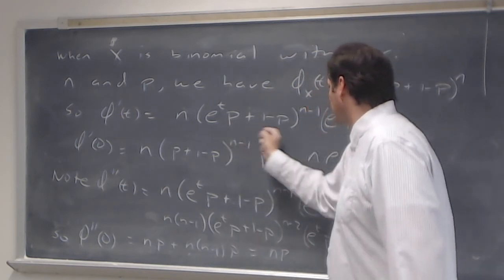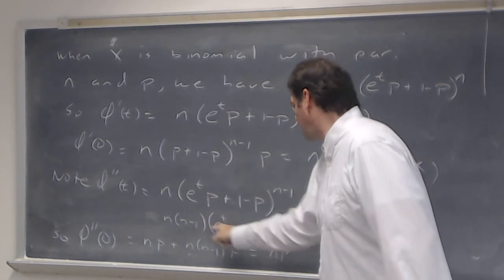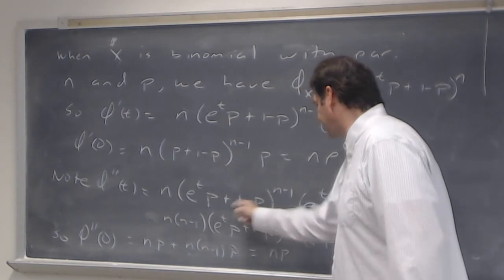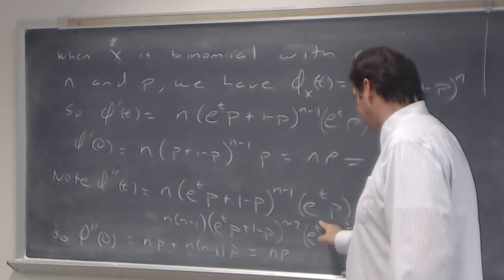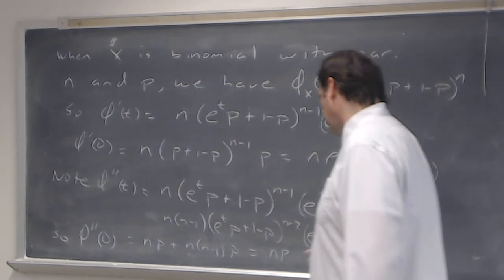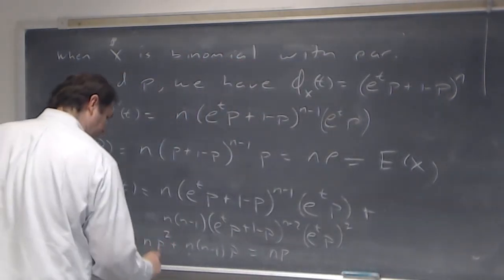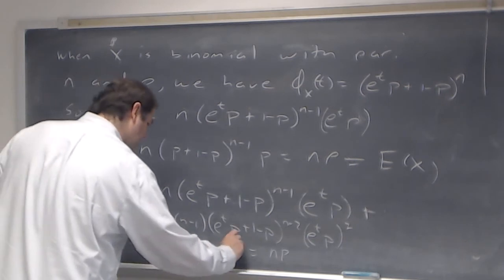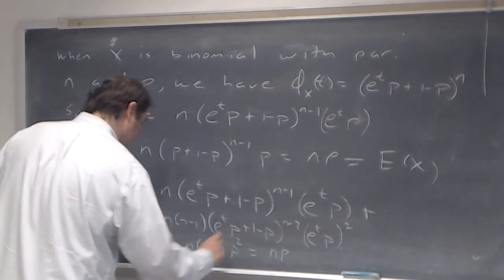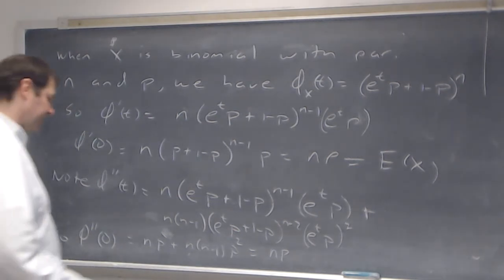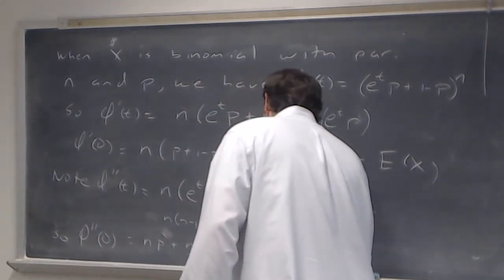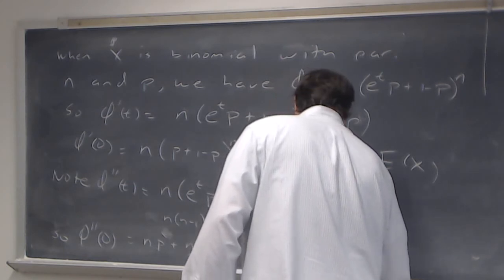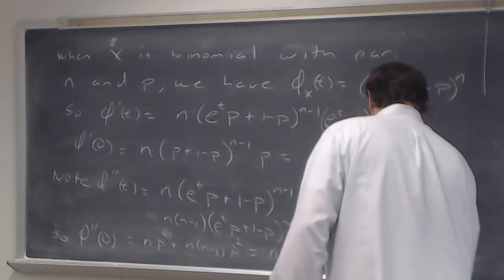Now you take the derivative of the first. So it's n, that's constant. You bring down the n - 1, (e^t p + 1 - p) to one less power. And then you have to take the derivative of this, which is e^t p, so we get (e^t p) squared. And so here, this should have been a p squared. Okay? That's np plus n squared p squared, and then minus np squared. That's what we get. That's the expected value of X squared.